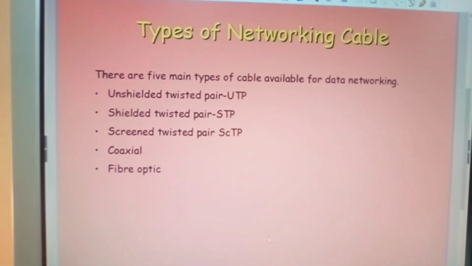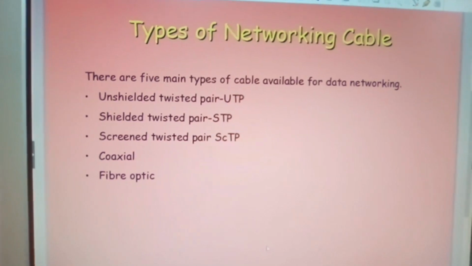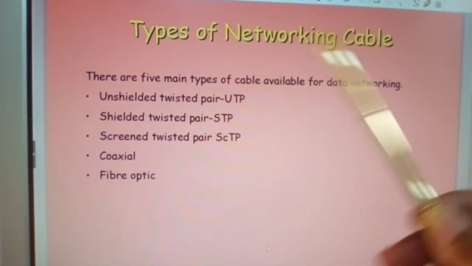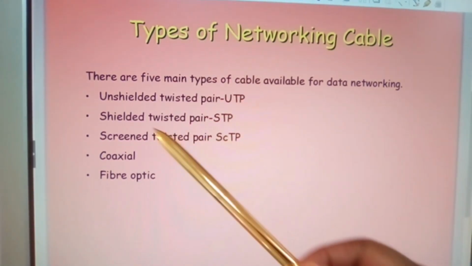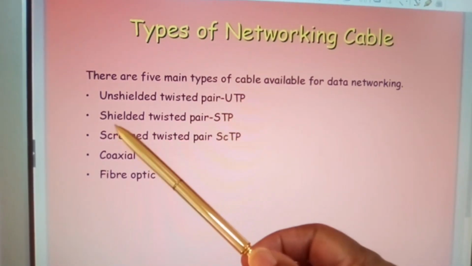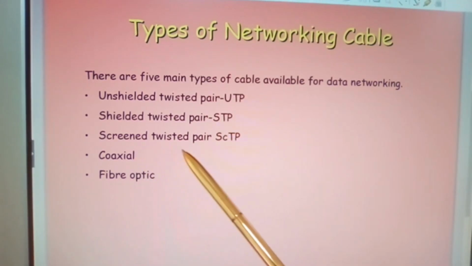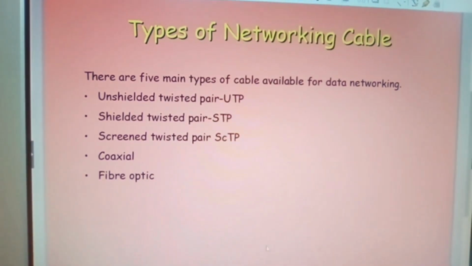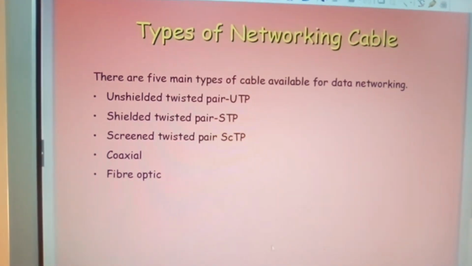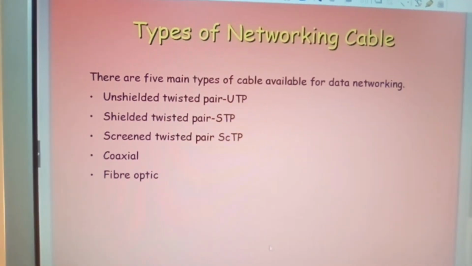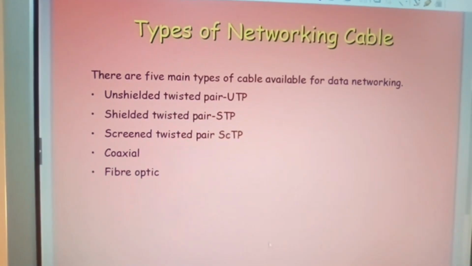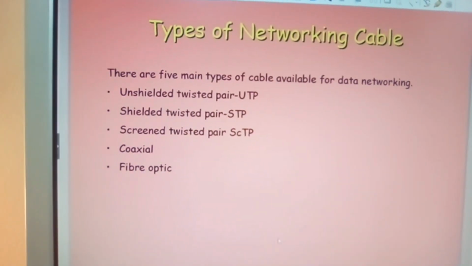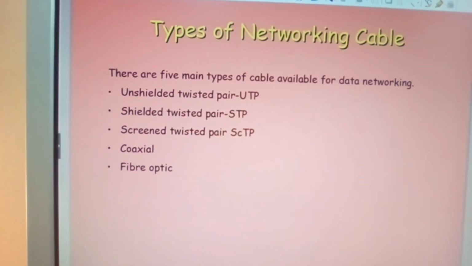And again, here we have types of networking cable. There are 5 main types of cable available for data networking: unshielded twisted pair, shielded twisted pair, screened twisted pair, coaxial, and fiber optics. And again, allow for the possibility of new cabling systems to come online as we become more spacious and inventive.